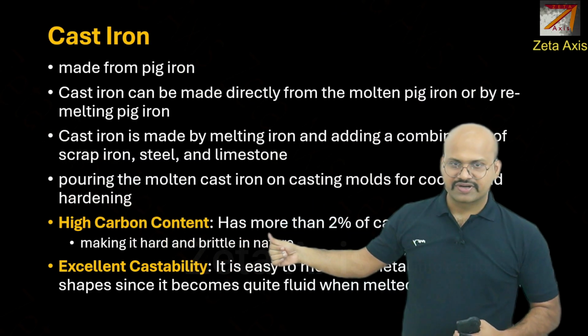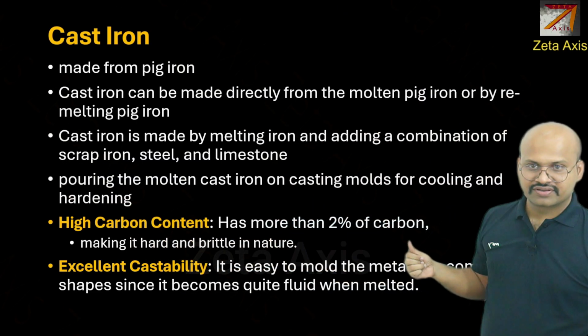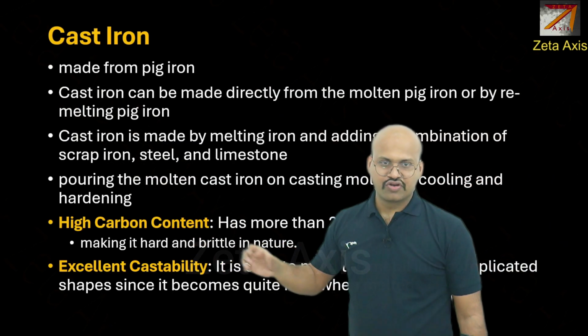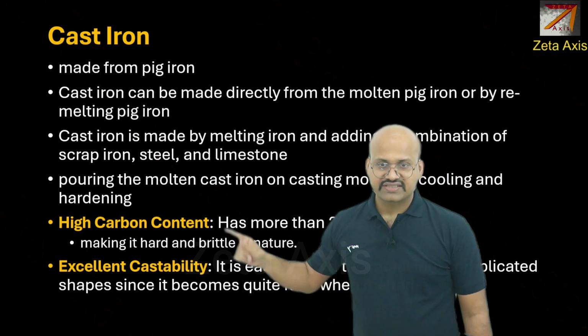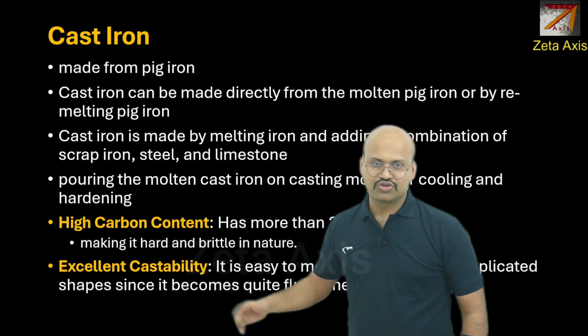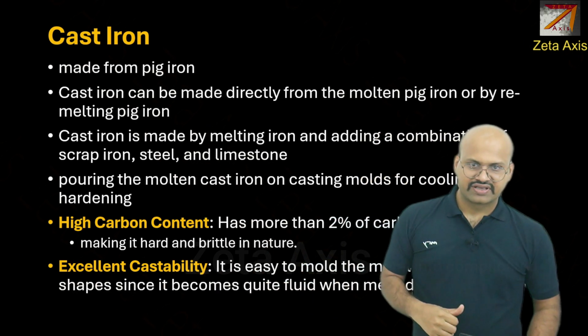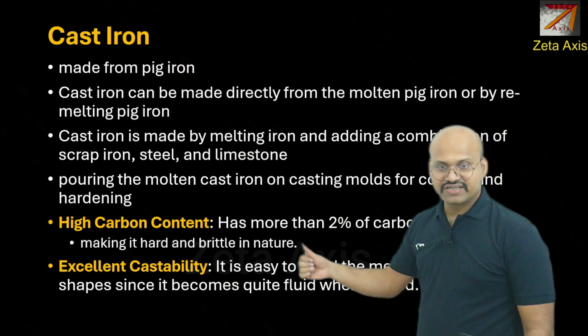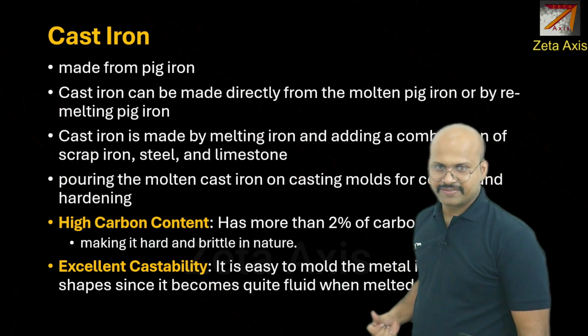It has high carbon content, more than 2% of carbon, making it hard and brittle. It has higher carbon content, which makes it very hard. And it has excellent castability, meaning you can cast it in any shape. Therefore, it is easy to mold the metal into complicated shapes since it is quite fluid when melted.